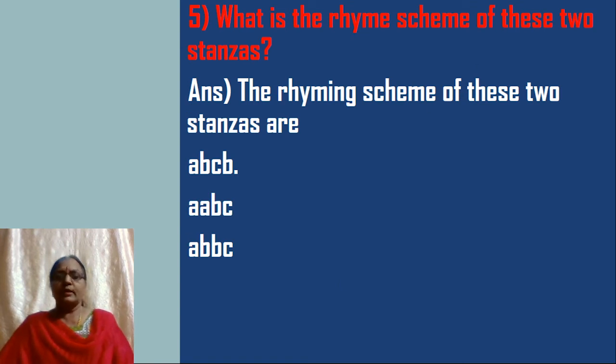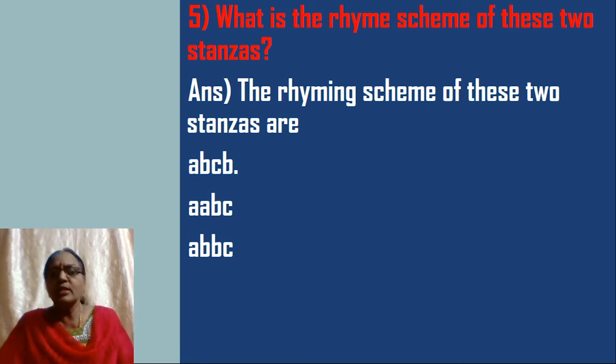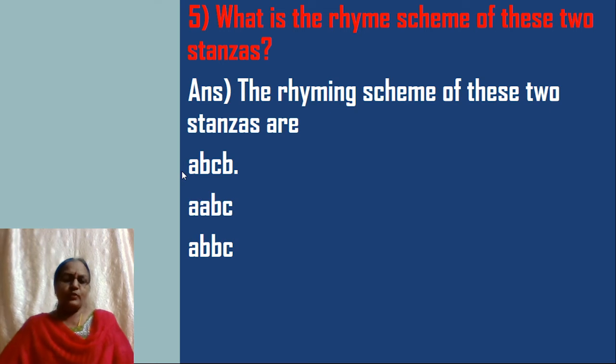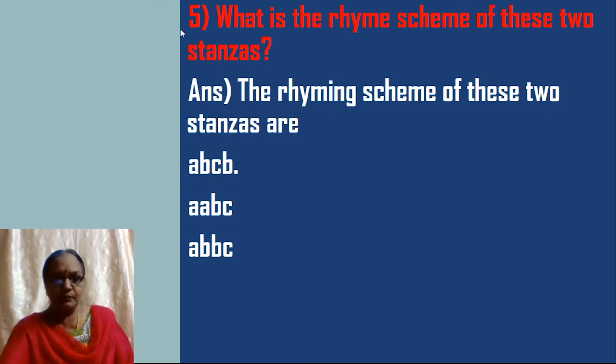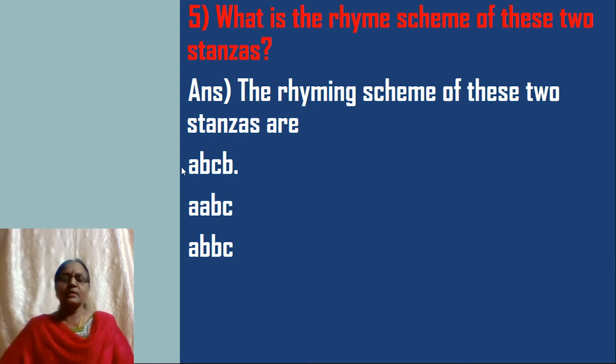So let's come to the question. What is the rhyming scheme of these two stanzas? Since we have seen that, what's the answer? It is A, B, C, B. So let's click on A, B, C, B.